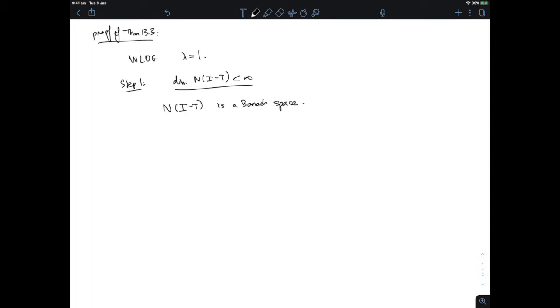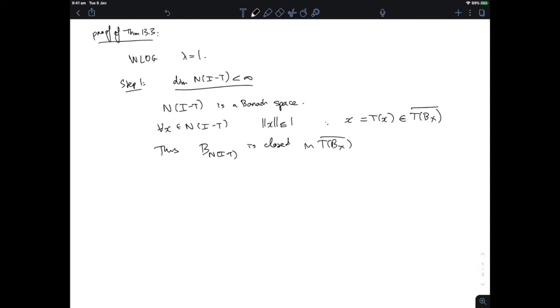Okay, and now if you take any x in this null space and you assume that the norm of x is smaller than 1, then you have that x is equal to T of x because it's in the null space, and therefore it belongs to the image of the unit ball of X by T, because the norm of x is smaller than 1, and that's included in its closure. So what have we got? We've got that the unit ball of the null space is contained in the closure of T of B of X, which is compact.